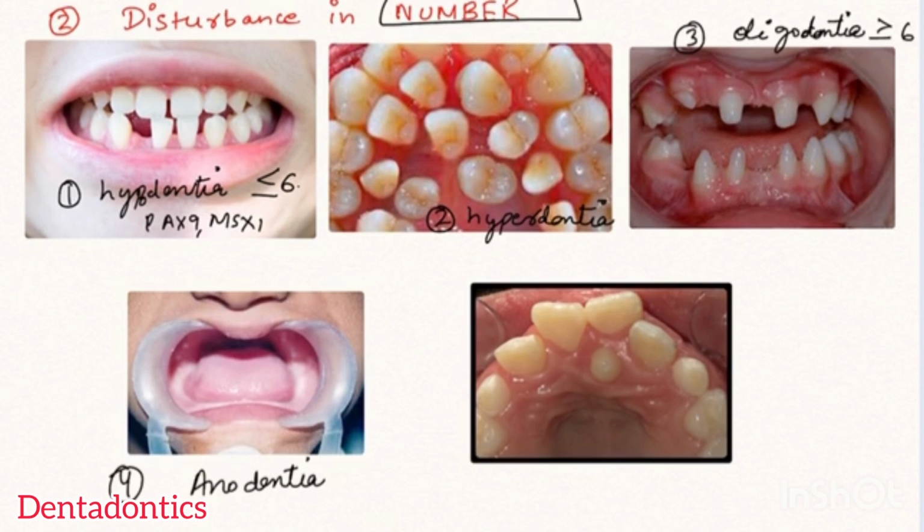Now coming to the fourth condition, that is anodontia. Anodontia is a condition where there is complete absence of teeth, and it is most common in Rieger syndrome, Kabisky syndrome, etc.